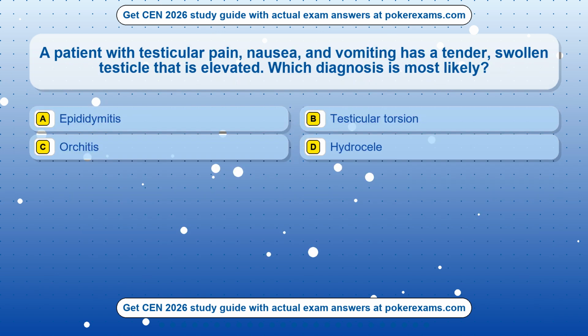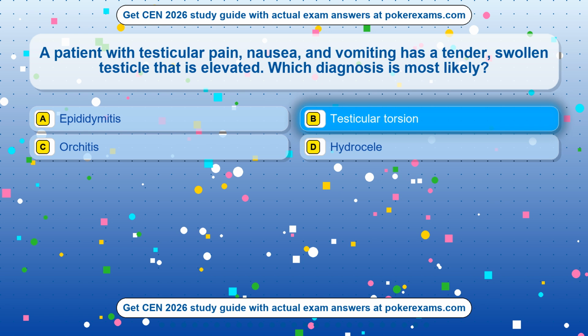Question 22. A patient with testicular pain, nausea, and vomiting has a tender, swollen testicle that is elevated. Which diagnosis is most likely? Option A, epididymitis. Option B, testicular torsion. Option C, orchitis. Option D, hydrocele. The correct answer is option B.